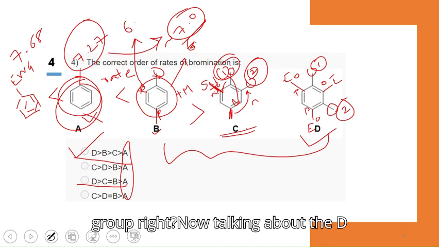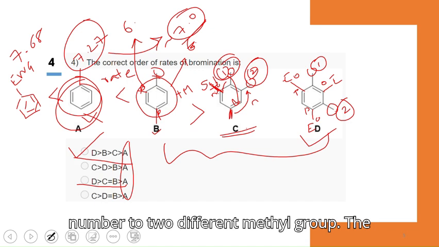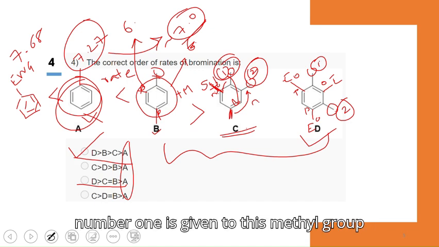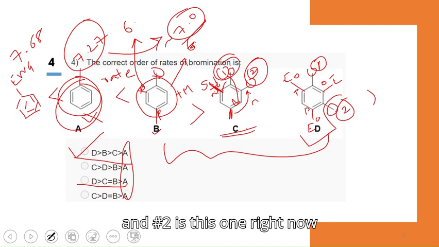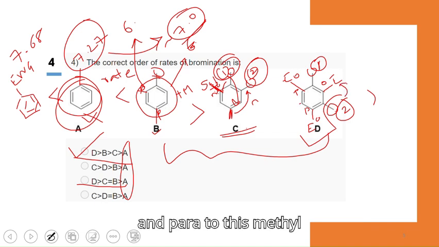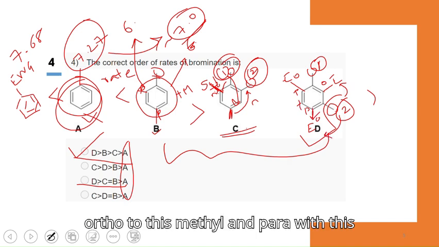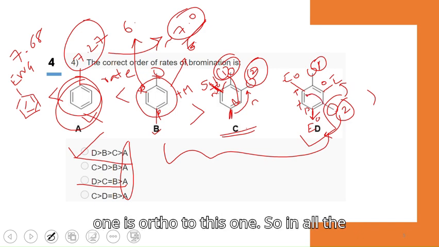Now talking about D, here we have again given a different number to the two different methyl groups. Number 1 is given to this methyl group and number 2 is this one, right? Now the ortho position of this methyl group is also ortho to this methyl, and para to this methyl is also ortho to this methyl, and para with this one is ortho to this one.